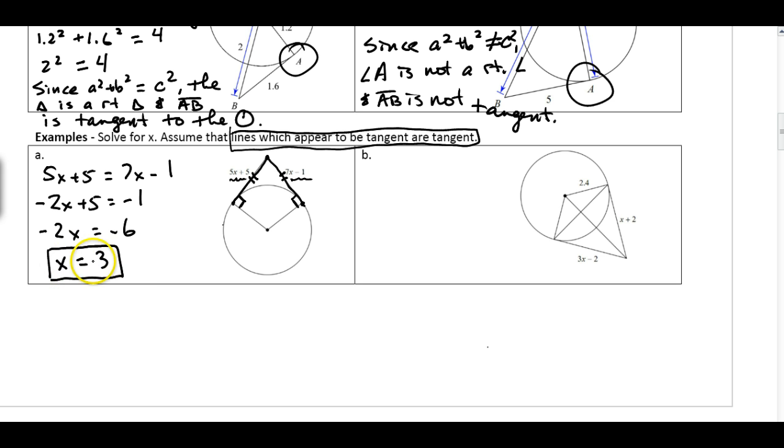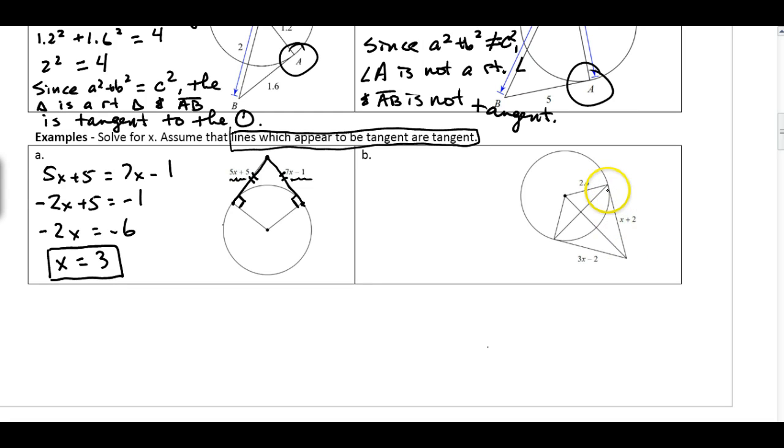Okay, so if you want to check to make sure you did this right, just go ahead and either do it in your head or write it out. Plug 3 in for x, so we would get 15 plus 5 is 20, and here I would get 21 minus 1, which is also 20. So you can check. Alright, moving on.